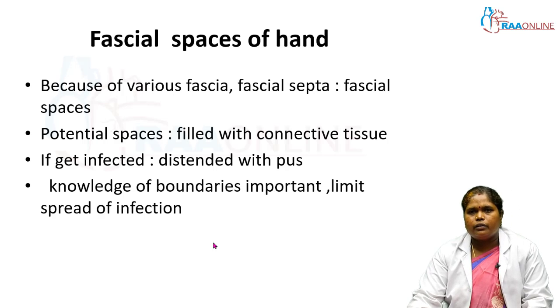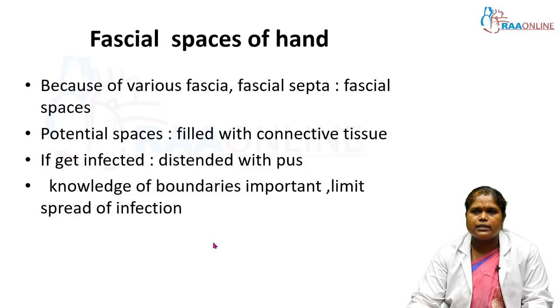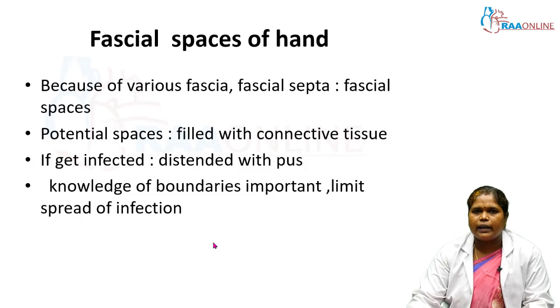We have already discussed the anatomy of the hand, like what all the layers in the hand are. And we all know we have the deep fascia, that is the palmar aponeurosis, in the hand. Because of these various fascia and the fascial septa, spaces are formed in the hand. These spaces are known as the fascial spaces of the hand.